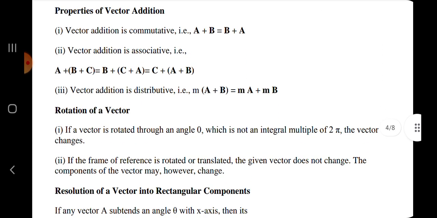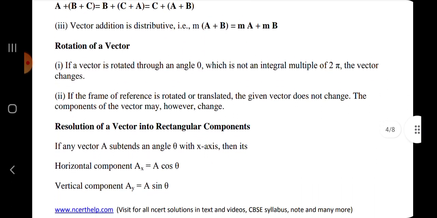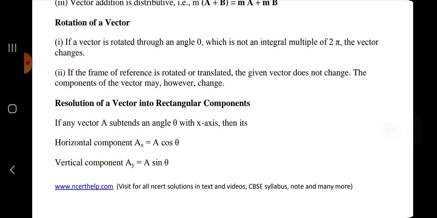Then properties of vector addition: they are commutative, that is a plus b is equal to b plus a, they are associative, and they are distributive. Then rotation of vectors. If a vector is rotated through an angle theta which is not an integral multiple of 2 pi, then the vector changes. If the frame of reference is rotated or translated, the given vector does not change. The components of the vector may however change.